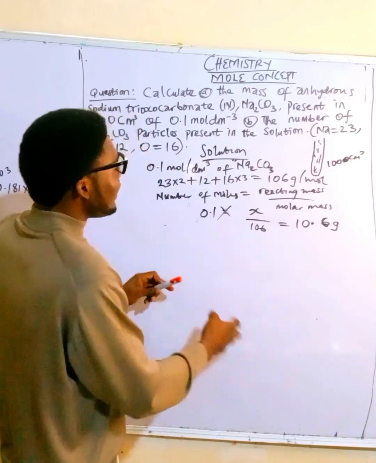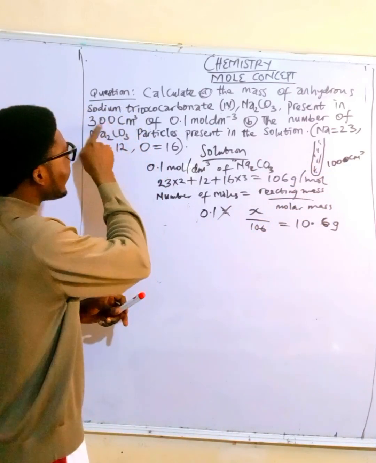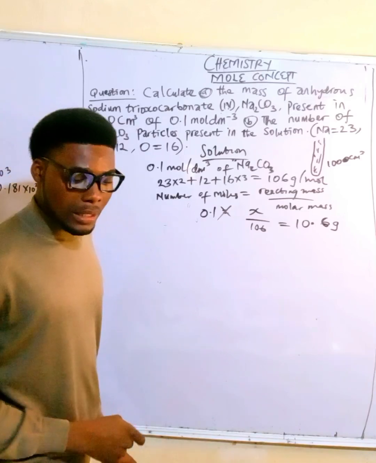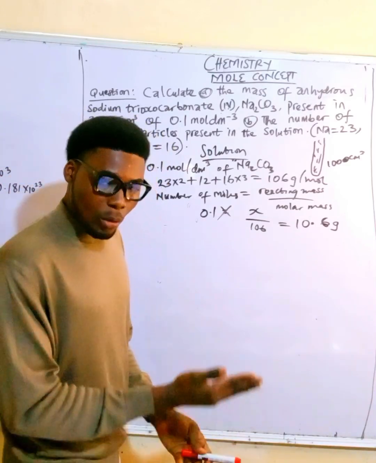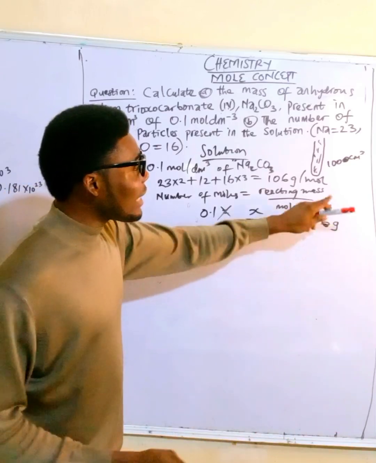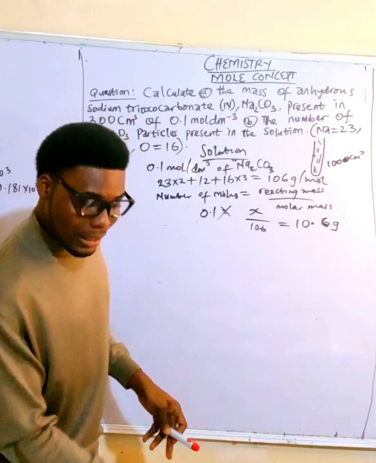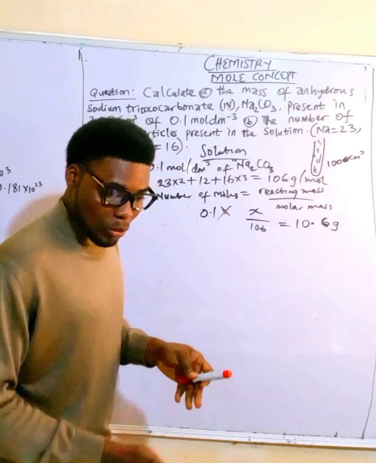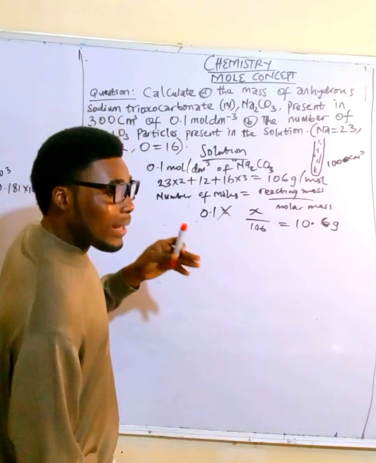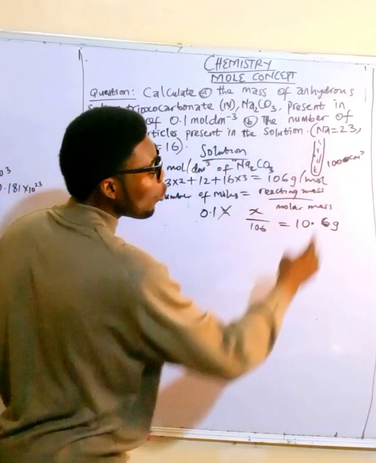Now that we know this, if you have a solution that contains 10.6 grams, you now remove 300 cm cube from it. Just see it as you dissolve salt in water, and then you take some part of it. The salt that you dissolve in water is 10.6 grams. You mix it up continuously, and then you take some part of it. Out of the whole mass inside of that container, you'll be removing some part of it. Let us say the part that you take is 300 cm cube of the whole 1000.